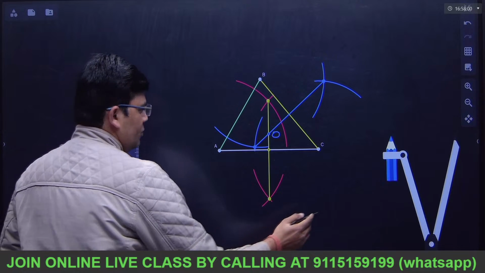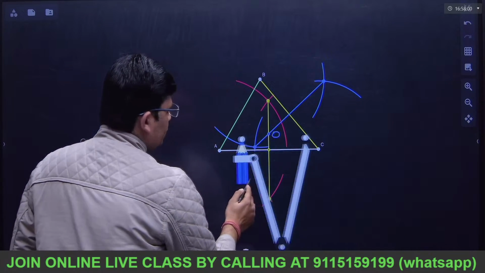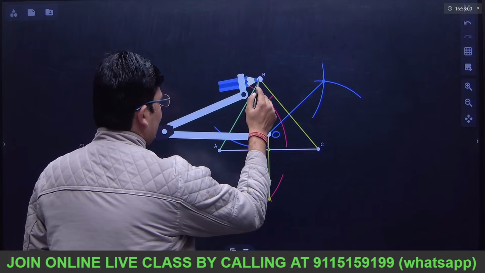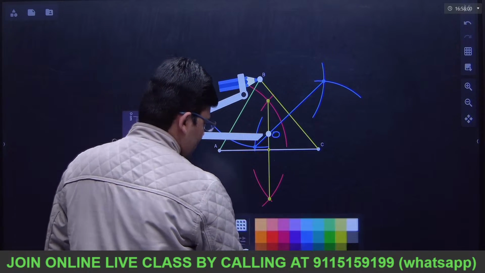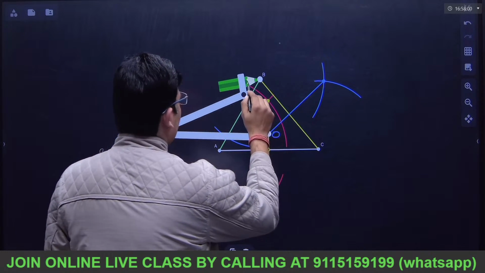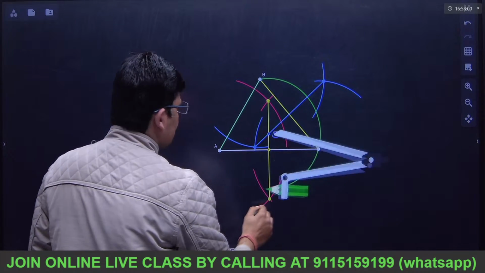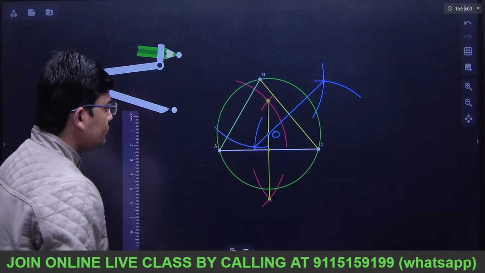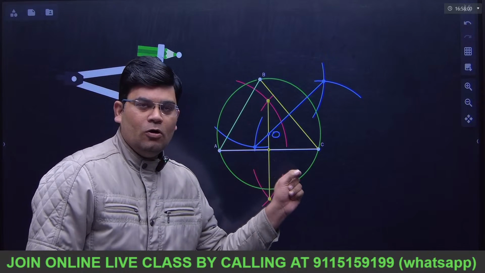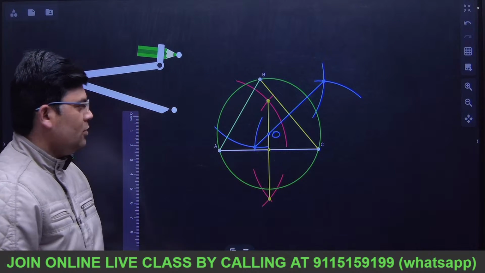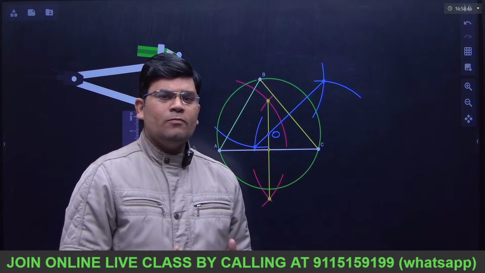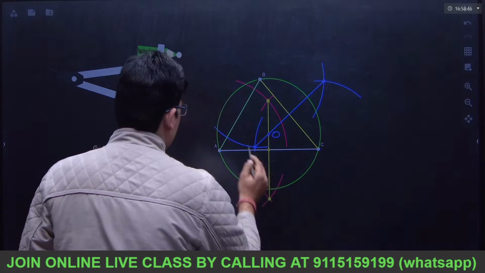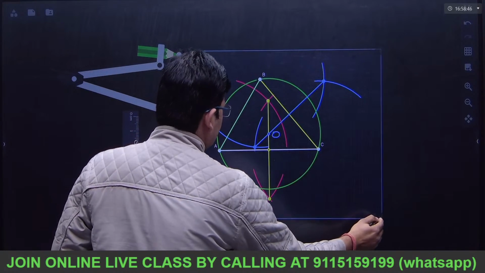So let me show you how. I am now keeping my center here, taking any one of the sides as a radius, and let me mark with a green color. If I draw a circle, you will see that the circle is drawn touching all the 3 points. Okay, now why does this theorem work? Let me show you why this theorem works.